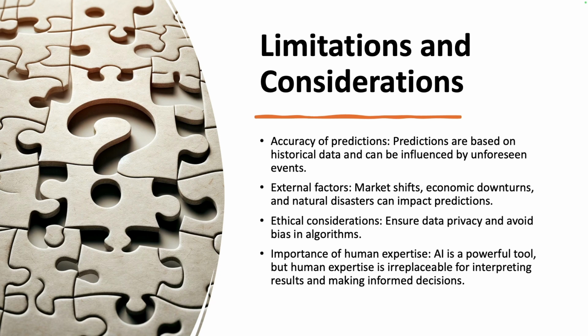Now, as with everything, there are limitations, and knowing the limitations would help you significantly in determining what's right for your company, what's right for your business. So the first thing is the accuracy of predictions. As the predictions are based on historical data, anything that's unforeseen can skew the data significantly.